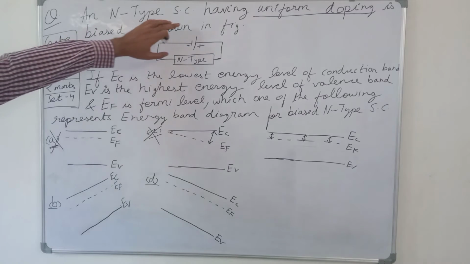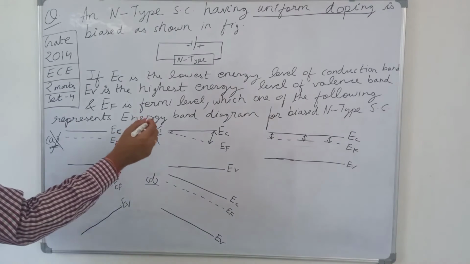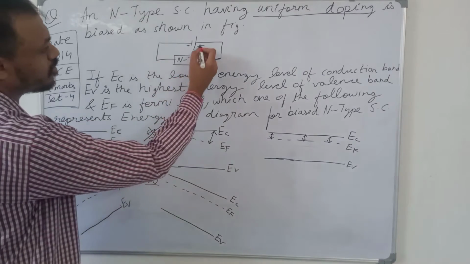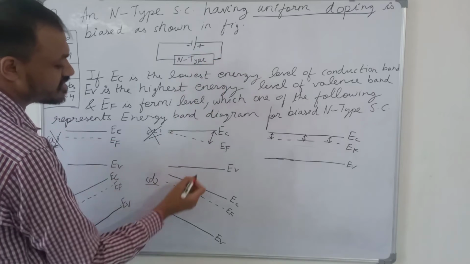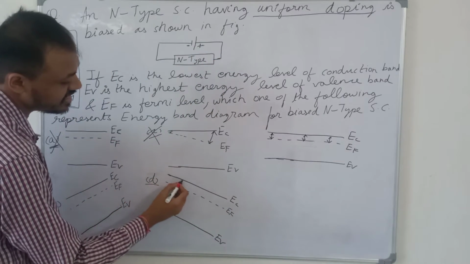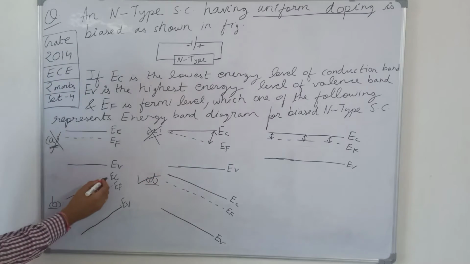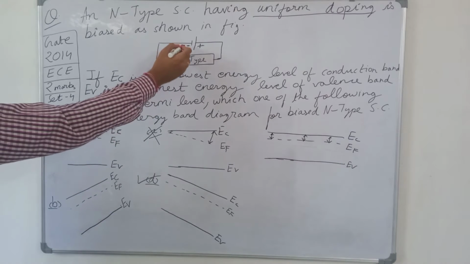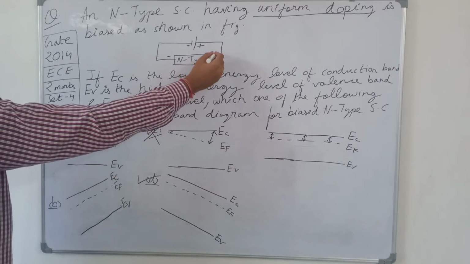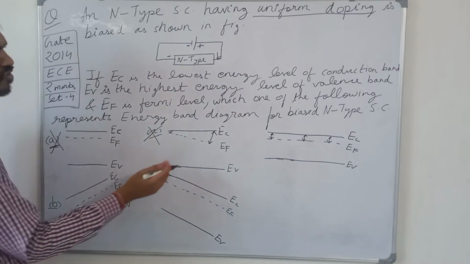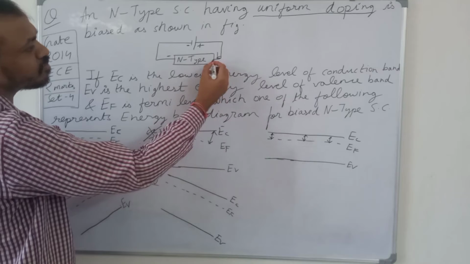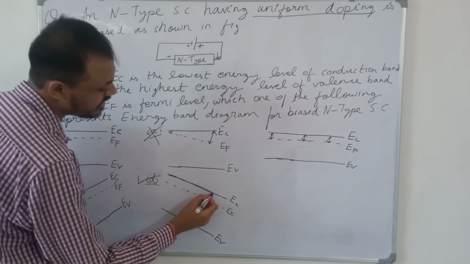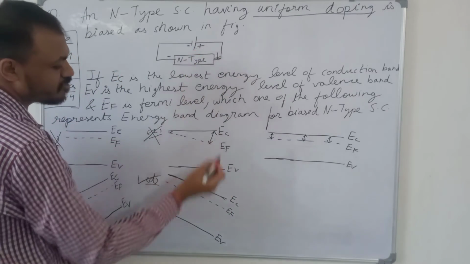Now when we bias the semiconductor, the energy band diagram moves downwards towards the positive potential. The positive potential is at this point, so this point will move downward. So this is the correct option. This cannot be the option because the band diagram has moved downward in this direction, but this direction is negative and this direction is positive. The energy band diagram will shift downward towards the direction where the positive potential is applied. It will shift downward here because the positive potential is applied here.